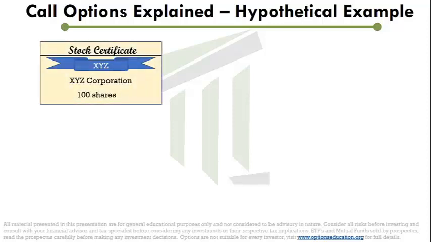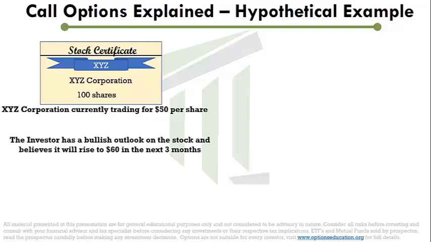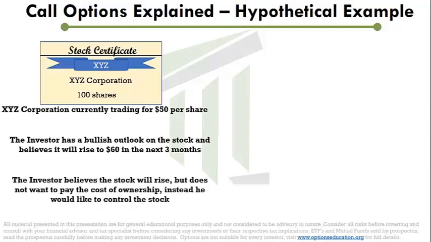So take it from the house to an actual security. So take a look at XYZ Corporation. Let's say that we have a stock certificate of 100 shares, and it's currently trading for $50 a share. So an investor might have a bullish outlook on the stock and believes that the stock will rise to 60 in the next 3 months. Since the investor believes that the stock will rise, he may want to profit from the rise in the stock, but does not want to pay the full cost of ownership. Instead, he would like to control the stock for that 3-month period.